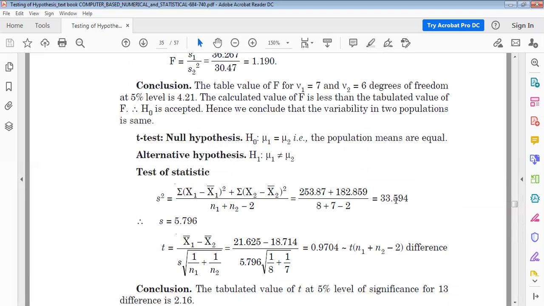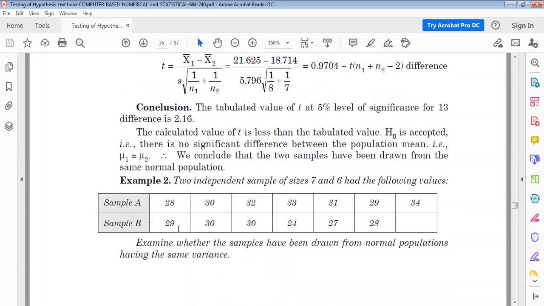Remember it: mu1 and mu2 are population means, but x1 bar and x2 bar are sample means. There are two different kinds of mean: one is the sample mean, the other is the population mean. So we conclude that the two samples have been drawn from the same normal population. Applying the capital F test, we tested that the variances are equal, and applying the t test, we tested that the population means are equal.